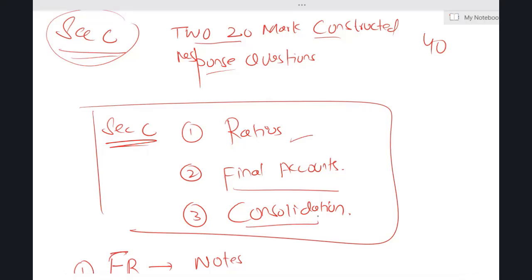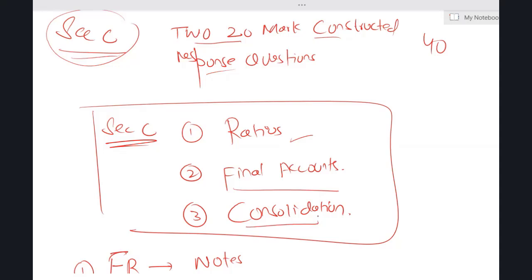So section C has 40 marks, and to get those 40 marks, you have to be really good in 3 areas. Ratio analysis, that is interpretation of financial statements, is a very, very easy area, provided that you have seen all the lectures. Second, final accounts will not disturb you if you have seen all the lectures. And obviously, you should have a really good command of consolidation. Normally, the topic of consolidation does not disturb the students, provided that you have seen all the lectures and practiced that topic as well.